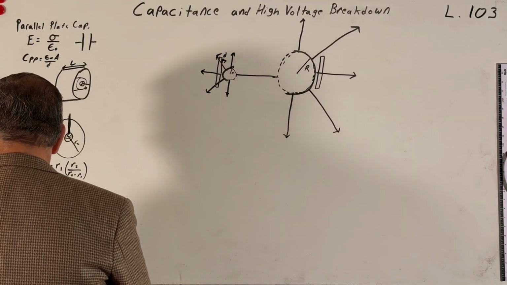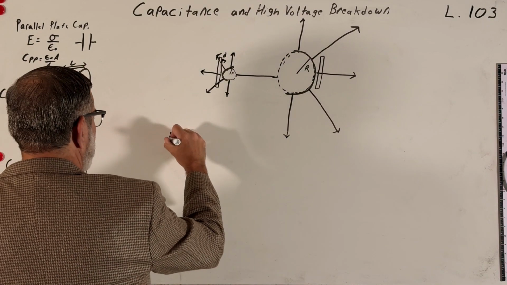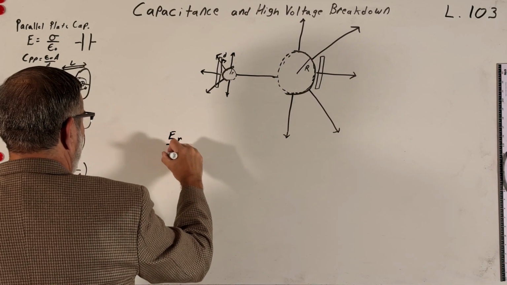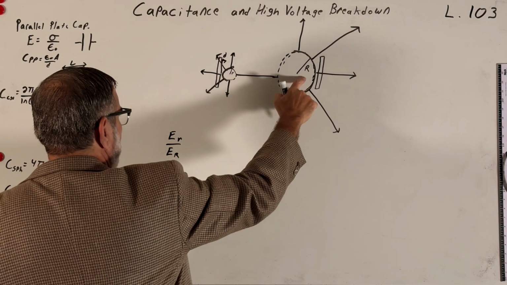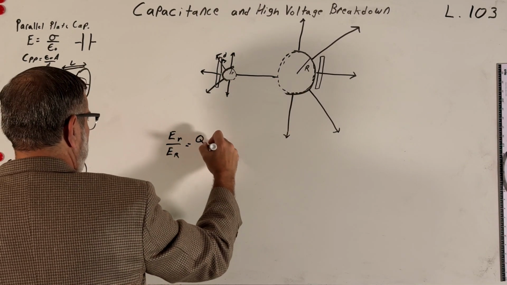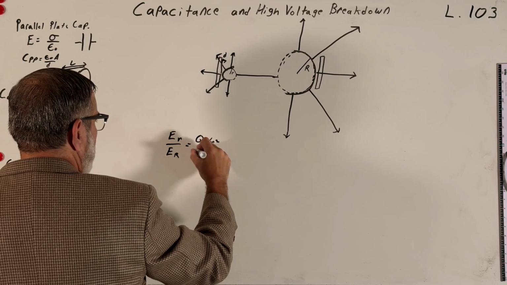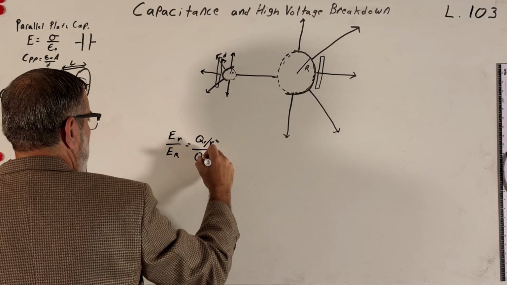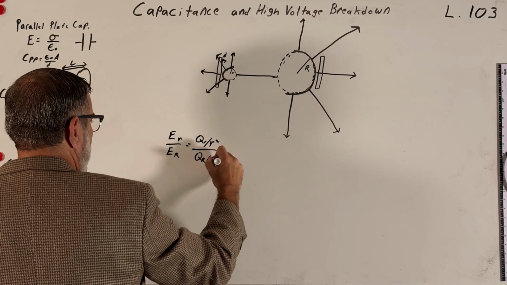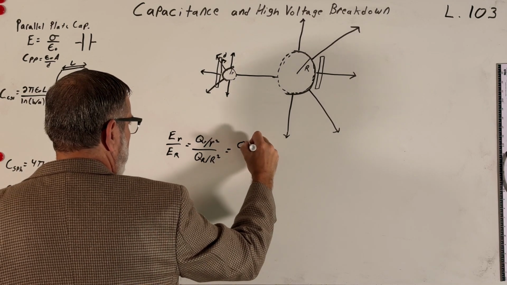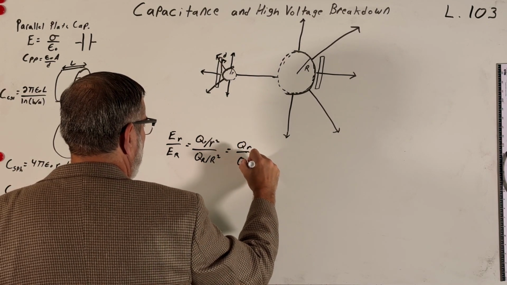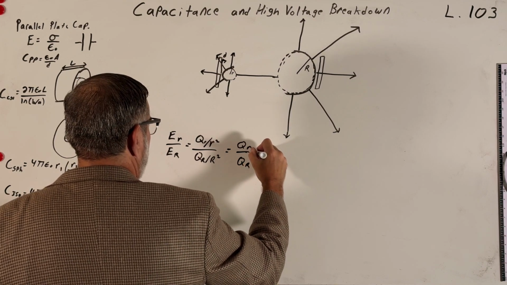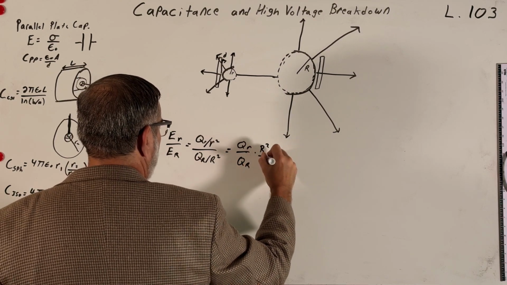But we can do more than that. If I consider the ratio of the electric fields, E sub r over E sub big R, that's the electric field from this over the electric field from this. This is going to be roughly the charge q sub r over r squared, divided by q sub big R over big R squared. And so that is going to be q little r over q big R times big R squared over little r squared.